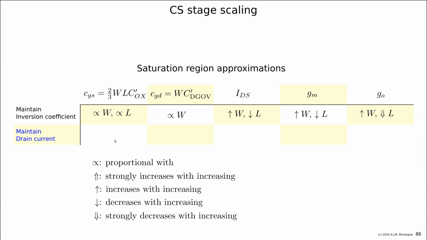If you maintain the drain current, you get a slightly different situation. Well, here, of course, it doesn't matter what you do. Here, you have the same current, but GM drops. If you maintain the current but increase the width, then GM drops because you go to a lower inversion level. And if you increase the length, then GM drops also. We have seen that before, of course.